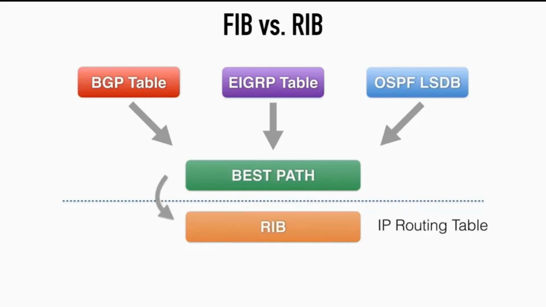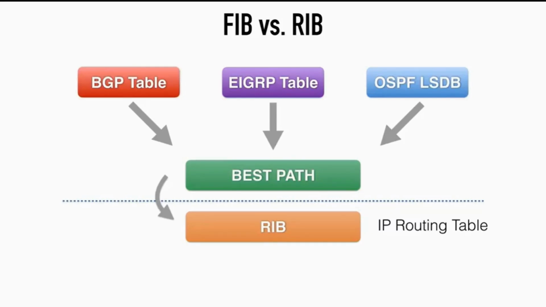This happens in different ways depending on the protocol itself, but in each case, the results are inserted into the routing information base, the RIB, and those are based on administrative distance for the route. So for example, if a route is learned via OSPF and BGP, OSPF will be the preferred route because it has a lower administrative distance than internal BGP.